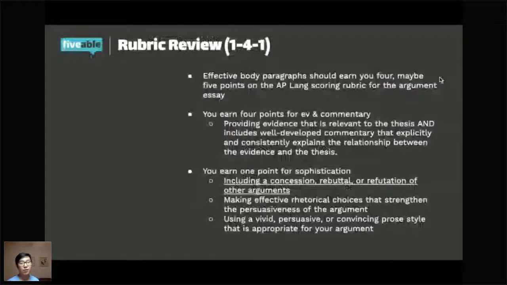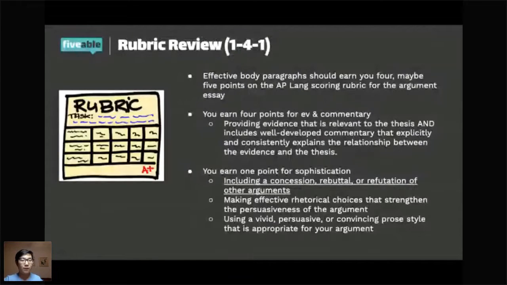Okay, so let's review the AP Lang rubric, because I think this is really important, especially when you're coming up with free response essays. So remember that an effective body paragraph should earn you 4, maybe 5 points out of those 6 points on the AP Lang scoring rubric. I say that the first point, the thesis point, should always be in the introduction. The last 5 should typically be in your body paragraphs. Maybe the sophistication point will come from the thesis, maybe not.